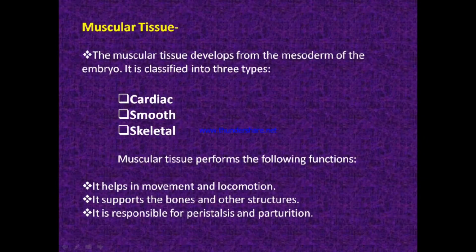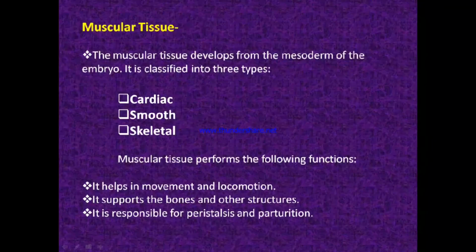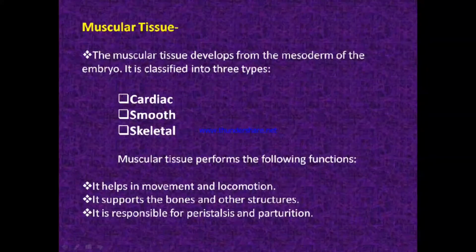Let's see what is muscular tissue. Muscular tissue develops from the mesoderm of the embryo and it is of 3 types: cardiac muscle, smooth muscle and skeletal muscle. Muscular tissue also performs 3 types of functions. It helps in movement and locomotion of the body. It supports the bones and other structures, and it is responsible for peristalsis and parturition movement. Peristalsis occurs in the digestive system and parturition means childbirth. So these are the 3 main functions of muscular tissue.